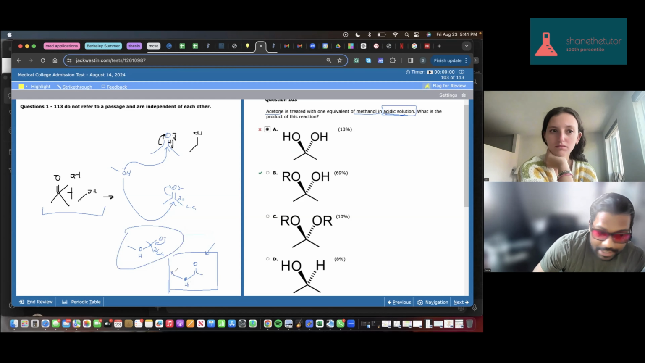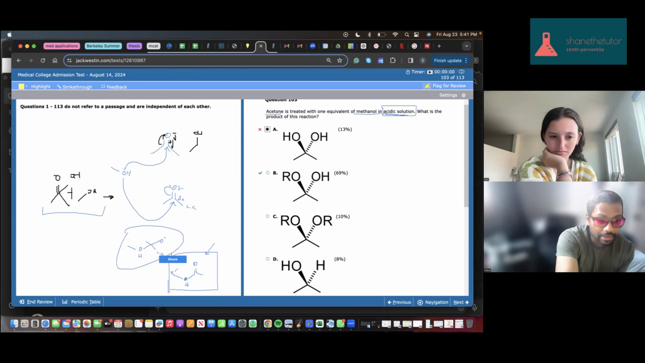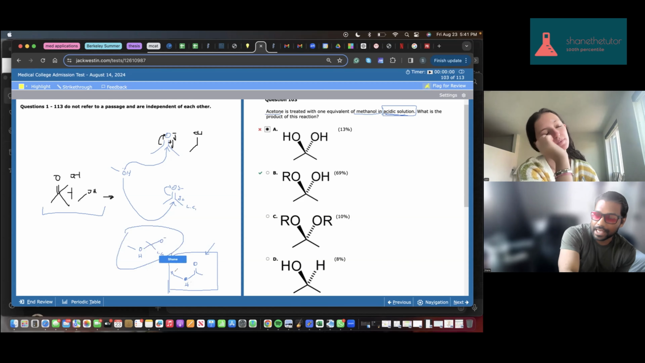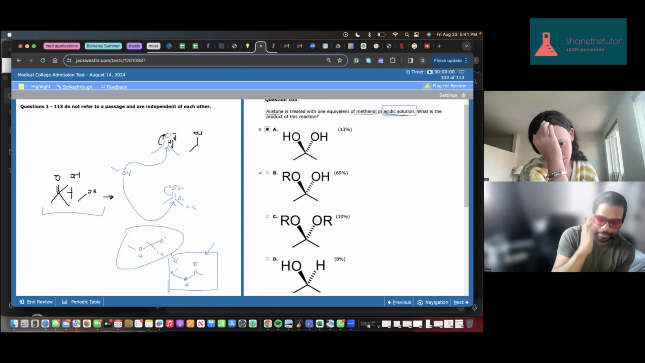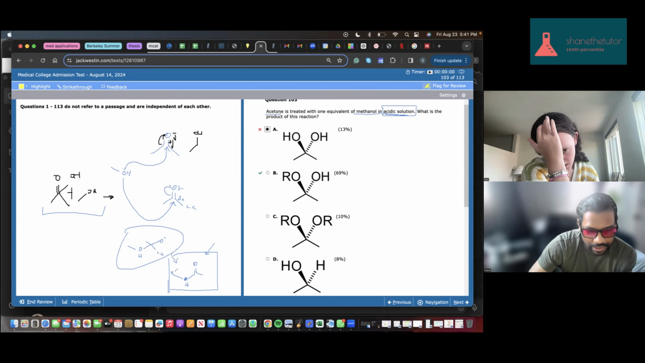This is what would happen to make this in normal solution. However, since we have, oh God, that just eliminated. All right, so what did I have? Okay. So here at this step, if we now have this in an acidic solution, this O minus would just take a proton from the acid, giving you that OH there.